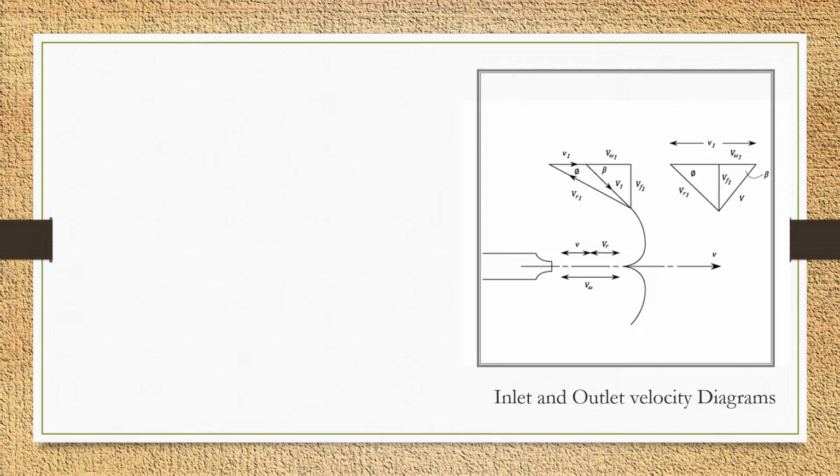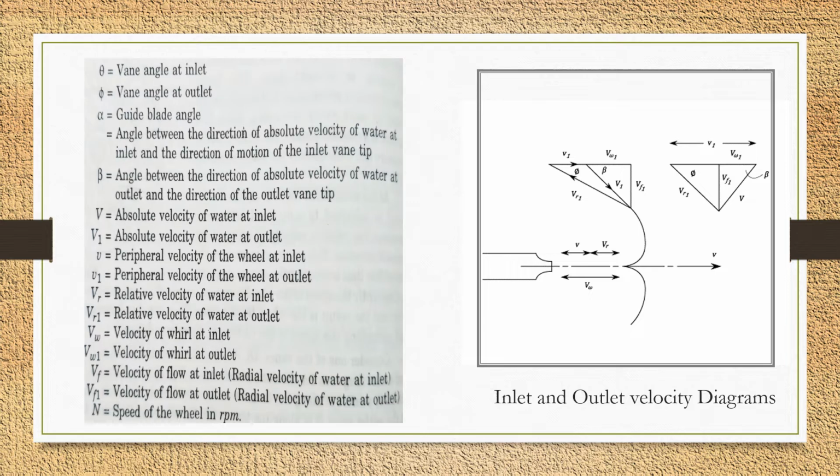In this slide, the inlet and outlet velocity diagrams are explained. The symbols are given on the left hand side. The inlet velocity triangle is shown over here. This inlet velocity triangle gives us the peripheral velocity of the wheel at the inlet, the relative velocity of the water at the inlet, and the velocity of whirl at the inlet. So this is the inlet velocity triangle.